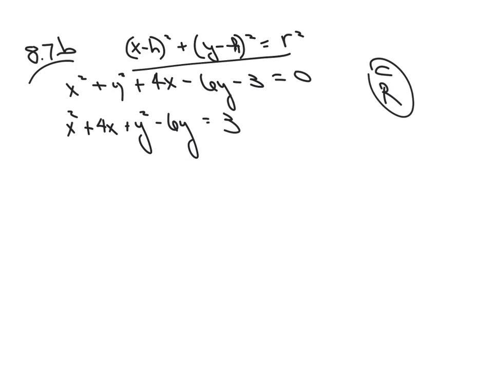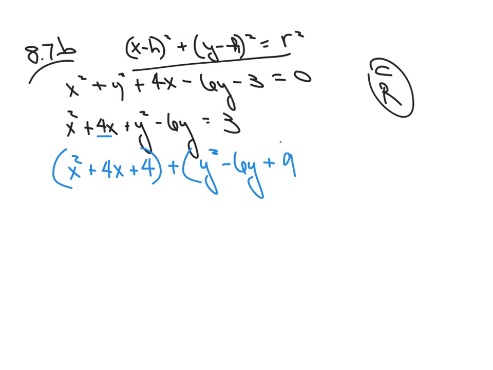So what we're going to do is take half of that and square it. Half of 4 is 2. We're going to square it and get 4. And we'll parenthesize that. Then we're going to take half of 6, square it, and put parentheses around there. And that equals 3.